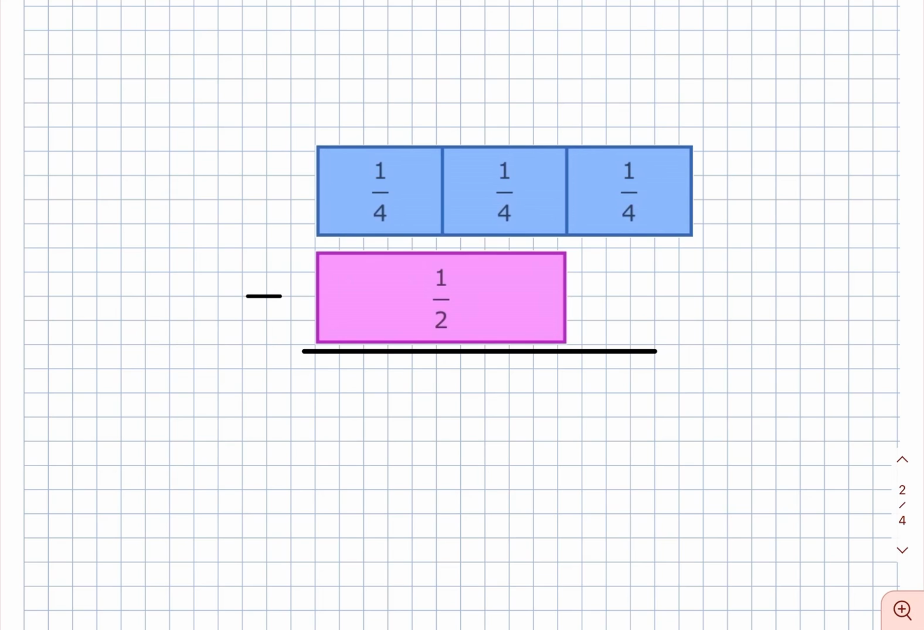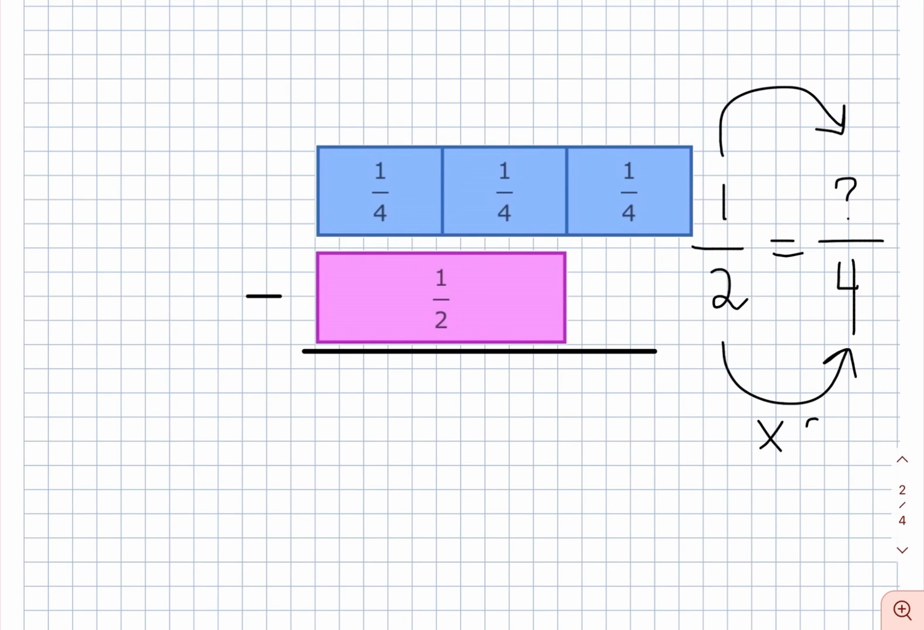So let's give that a try. 1/2 equals how many? Now remember, we want it to be the same size as these pieces up here. So we're going to chop it into fourths. 1/2 equals how many fourths? So here again, drawing that arrow. 2 times what equals 4? 2 times 2 equals 4. Whatever I do to the bottom, I have to do to the top.